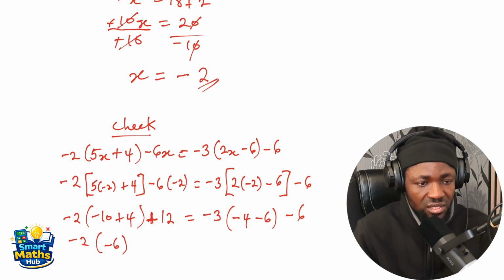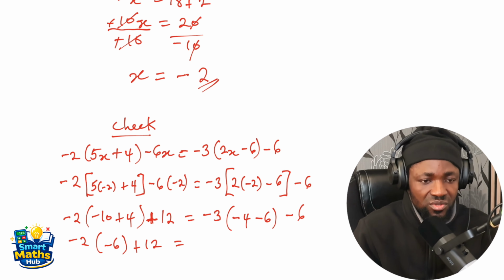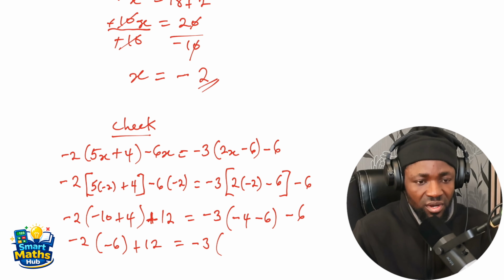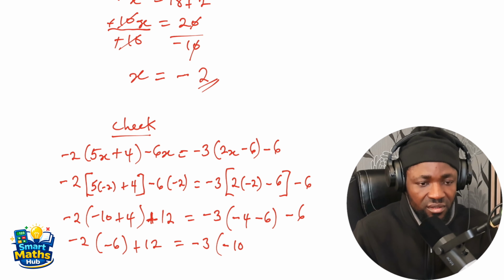Meaning that this man is owing 10. So out of 10, he can only afford to pay 4. So that's why he still has minus. Plus 12 equals to, here minus 3, right? Then this one is owing 4 and is owing 6. So minus 10, minus 6, right? Now let's open the brackets.